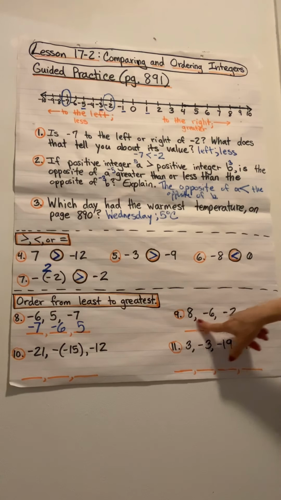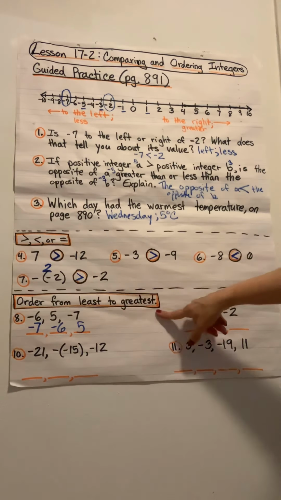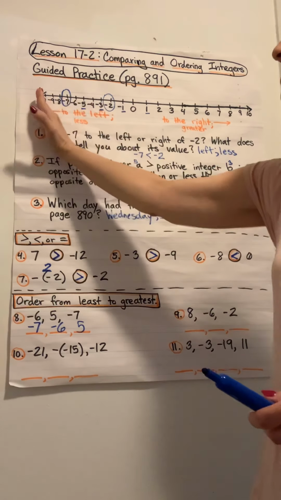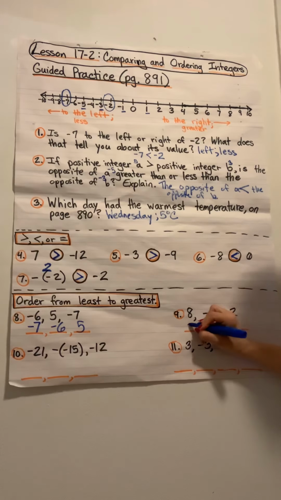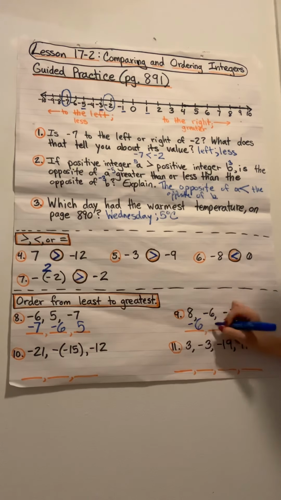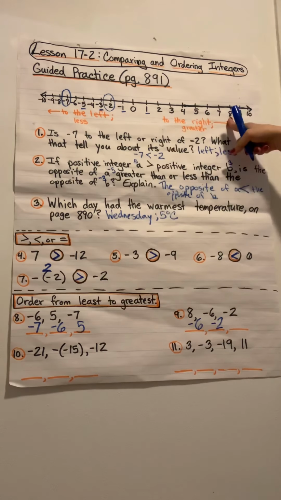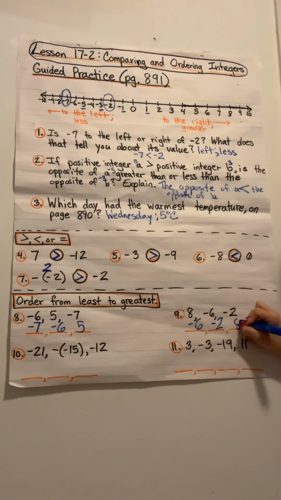If I go to number 9, once again, I'm going from least to greatest. So I have -6 and -2. -6 is the furthest to the left. So that is the least. It is the smallest number. Then -2. And then 8 way over here on the positive side. That is the biggest of the three.